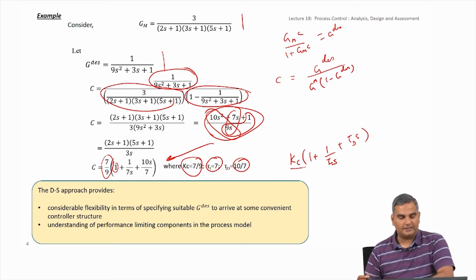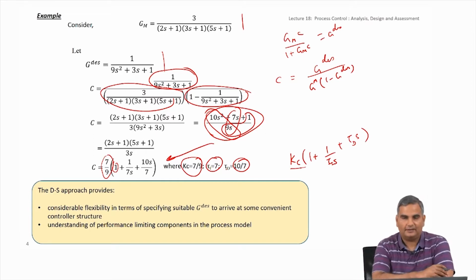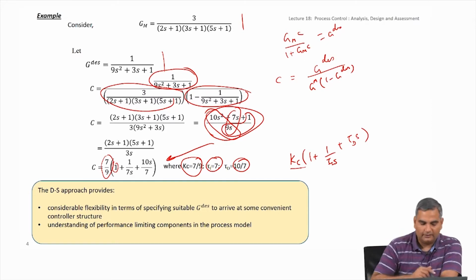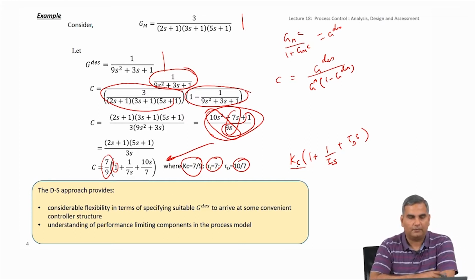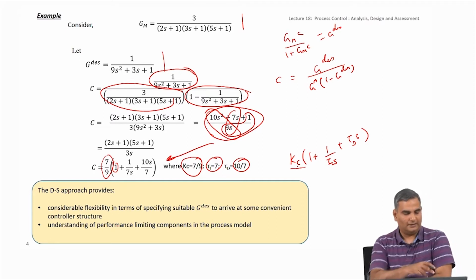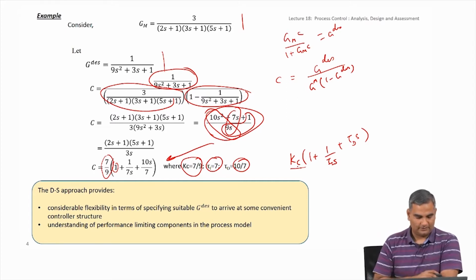This is what I mentioned in the last slide, where I said once you are able to choose a G desired in such a way that the controller ultimately comes out in the PID form, then it is easy to simply read off these numbers and those become the tuning parameters of my PID controller. So, look how easy and beautifully this tunes the controller, but the trick is in actually choosing the G desired.